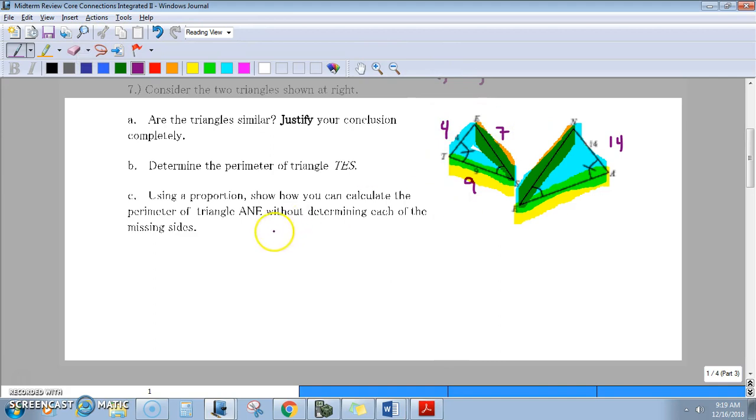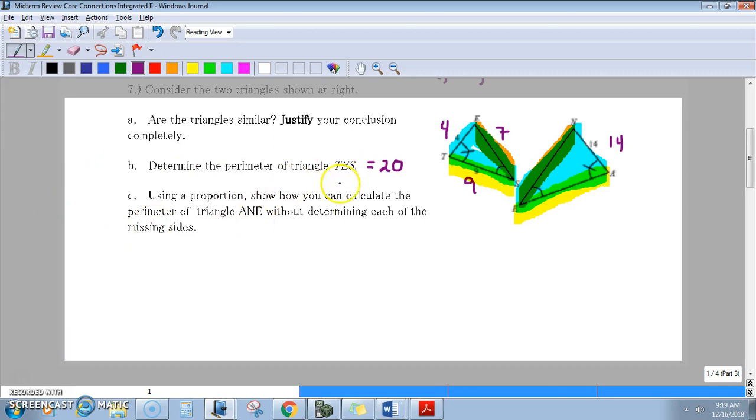All right, so first it says determine the perimeter of TES. So that's just 4 plus 7 plus 9, which is 7, 8, 9, 10, 19, 20, right? 9, 10, 11, 12, 20. So that is 20. And it says using a proportion.